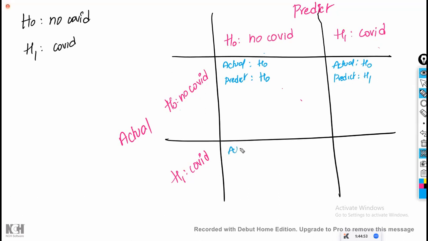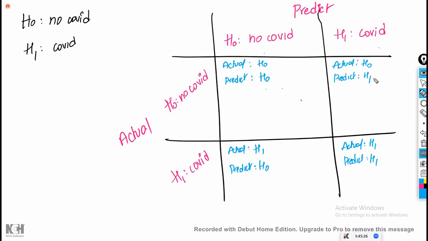What is actual? Actual is H1. What is predict? Any questions till now? Whenever we ask actual, you have to look from the left side. Whenever we ask predict, you have to look from the top side. Whatever the predict is for this cell, you have to write that word. Clear? Any questions?